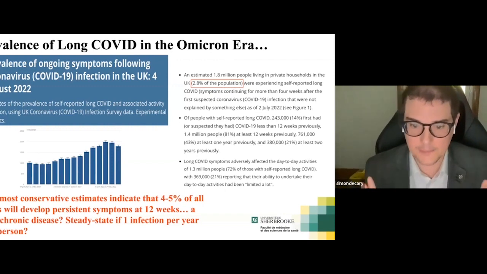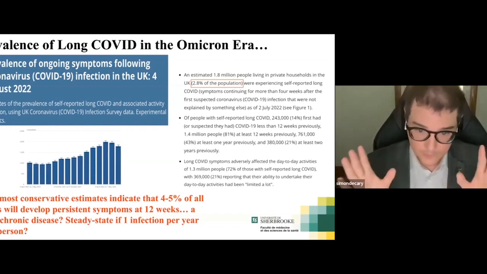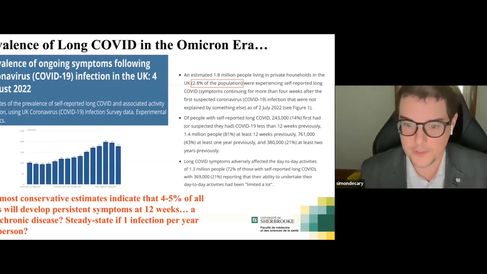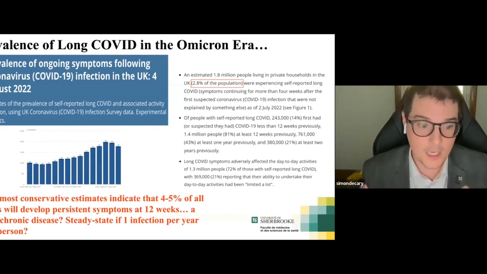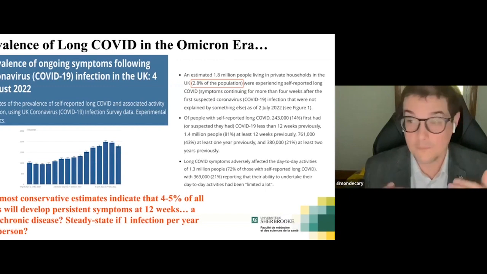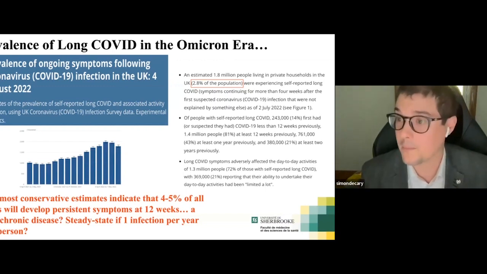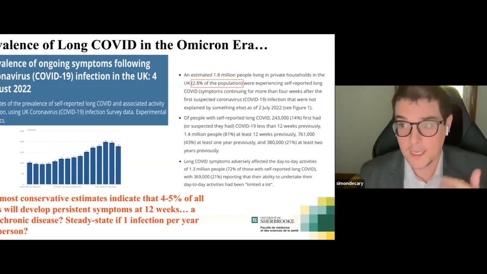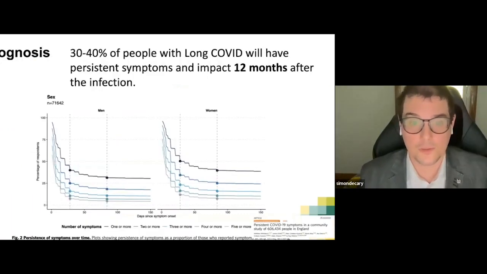And overall, these estimates also propose that currently, at this stage with vaccination and Omicron, we're talking about 4 to 5% of all cases who are going to develop persistent symptoms at 12 weeks. And this is very important because we may have reached a steady state of approximately 1 infection per year per person in the overall population. So what does this mean? This means that we may have a new chronic disease on our hands. So these are the current numbers.